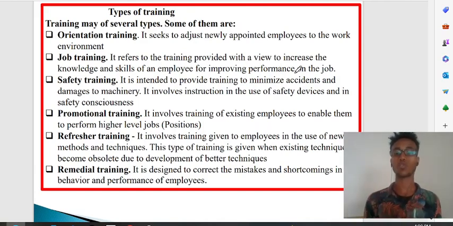Job training refers to training provided with a view to increasing knowledge and skill for the employee's job.